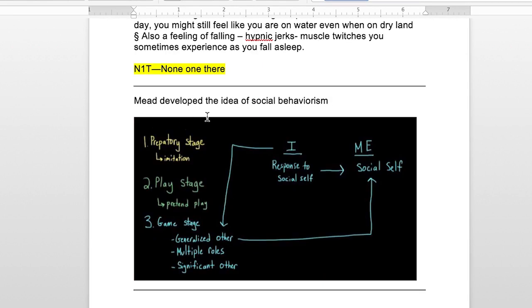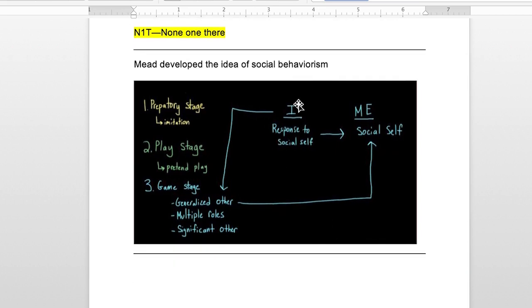Now for Mead, the I versus the me, I think of it as I is in. So what is inside me? That is like I. And me is the social self. It is the surface self to everybody else. But I, what is inside me, is the response to myself.